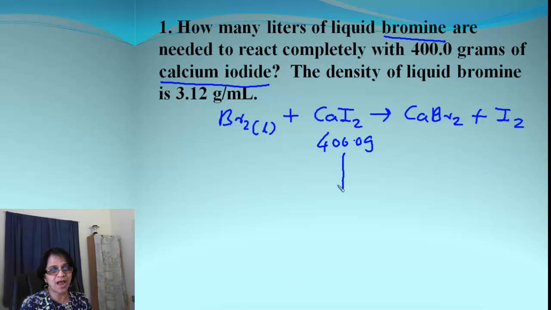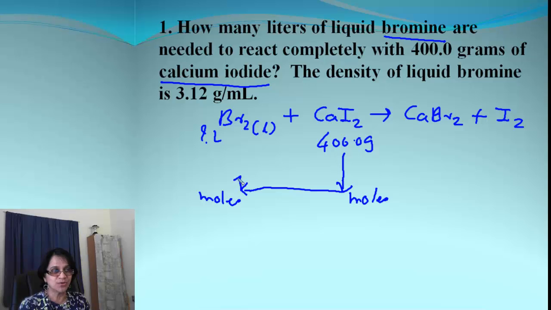Now we are going to go as usual from grams to moles. Then we go to moles of bromine. And now from moles of bromine, our final destination has to be how many liters? But we cannot go directly from moles to liters. We go from moles to grams, then from grams to milliliters, and from milliliters to liters. So there are actually three parts here, and when we go from grams to milliliters, that's the part when we are going to make use of density.